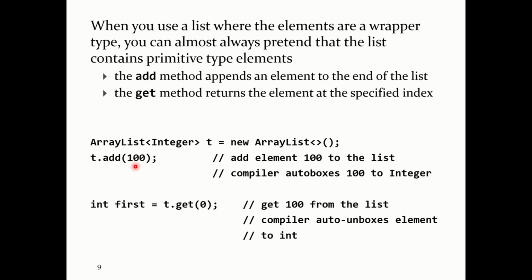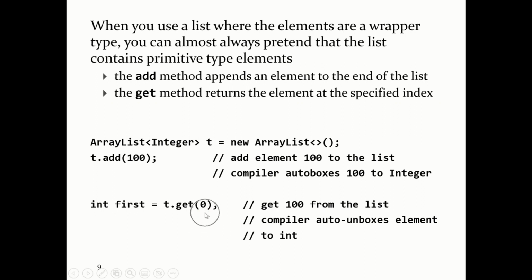Because this is a list of BigInteger, that really should be a BigInteger reference here, because you want to add another BigInteger object to the end of the list. But the compiler just converts that 100 to a BigInteger object and adds it to the list for you automatically. Here we get element 0 out of the list.